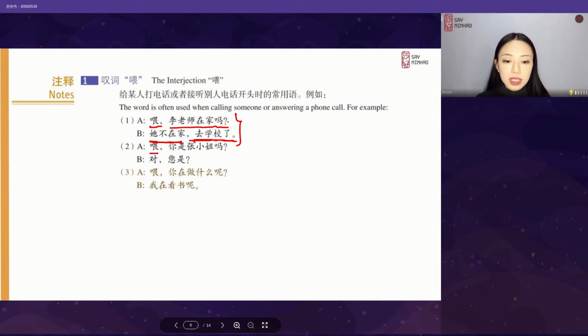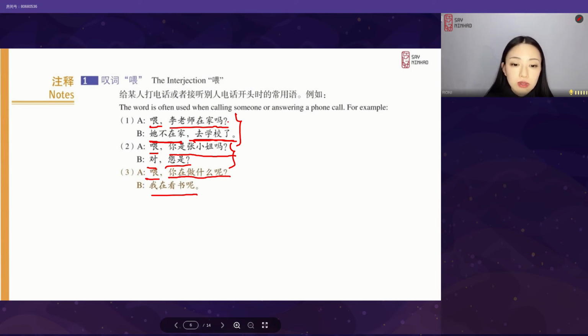Next, 喂，你是张小姐吗？Are you Miss Zhang? 对 means yes, 您是 means you are. This one is obviously happening on the phone too. Are you Miss Zhang? Yes, and you? Last one. 喂，你在做什么呢？我在看书呢。Hi, what are you doing? 你在做什么？在 plus a verb means this thing is happening. And 我在看书呢。I am reading books. So when we use 喂 with the second tone, it is more of a questioning tone. I am not very sure, so I am asking about you.